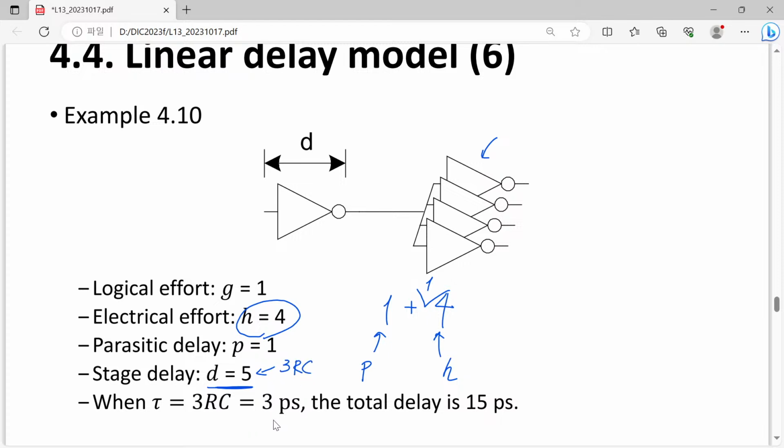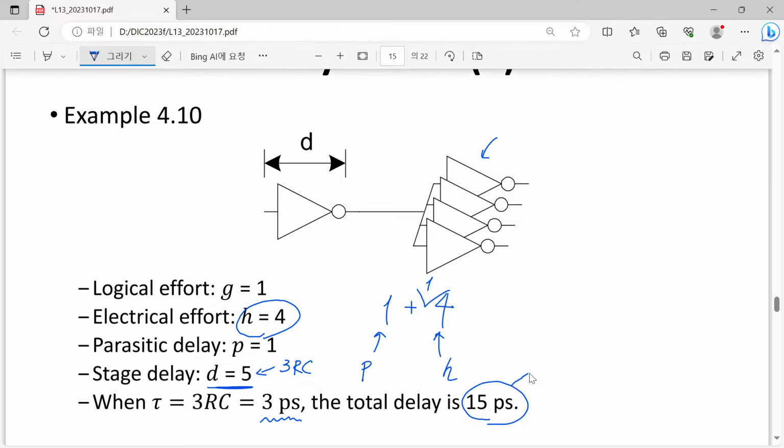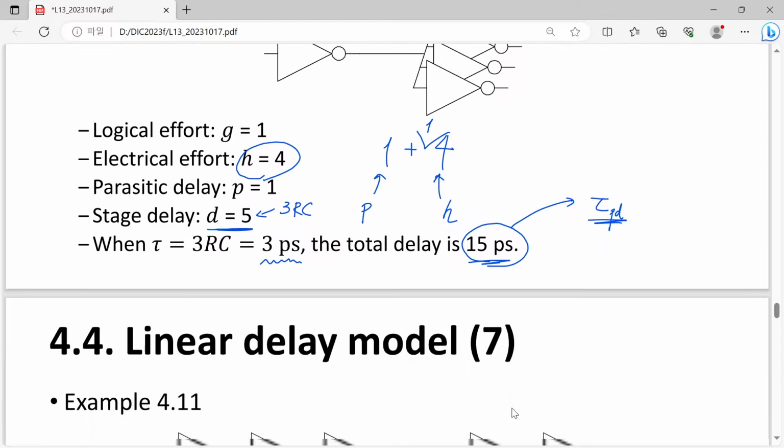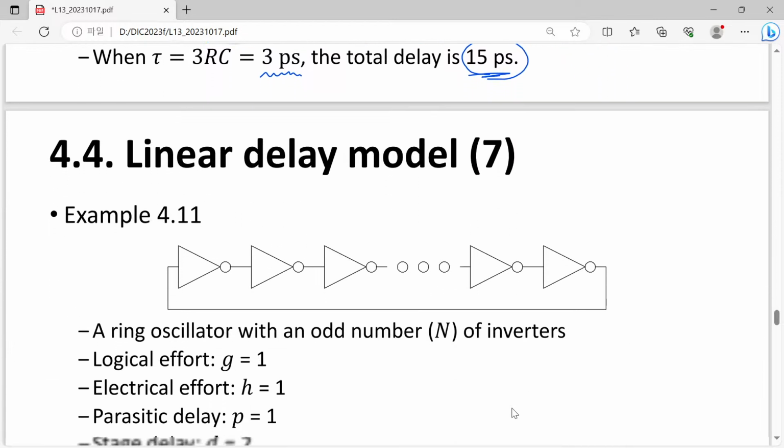So, for example, if we have 3 picosecond as 3 times RC, then actually our total delay will be 15 picosecond. Of course, please note that it does not necessarily mean that our propagation delay is exactly equal to 15 picosecond, but we wanted to have good approximation for this value.